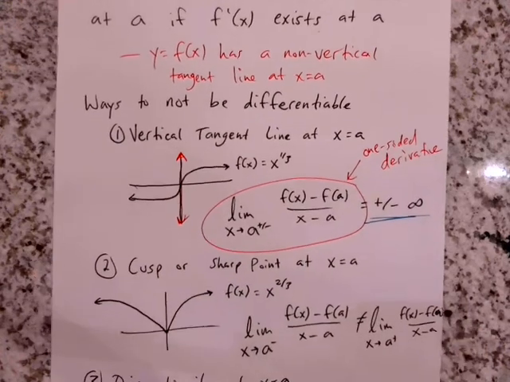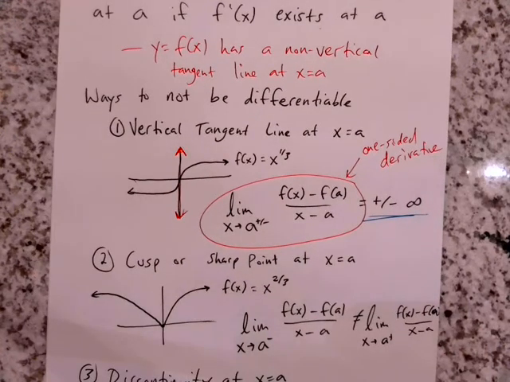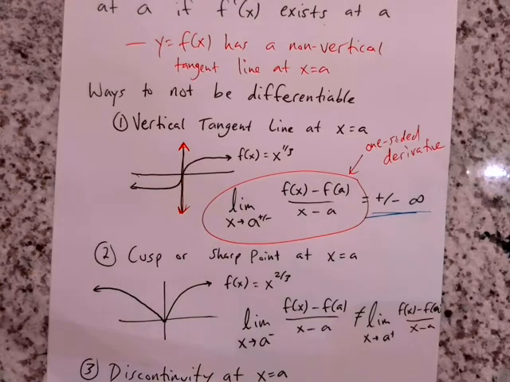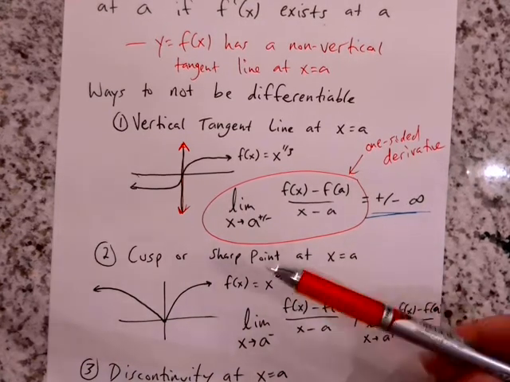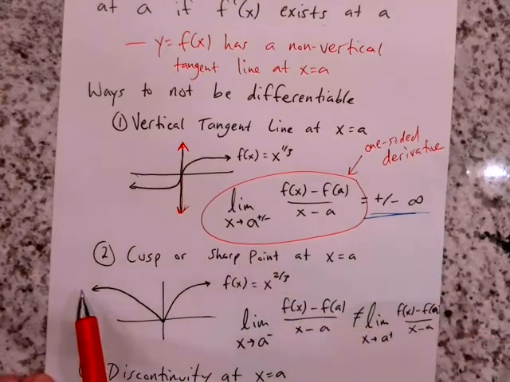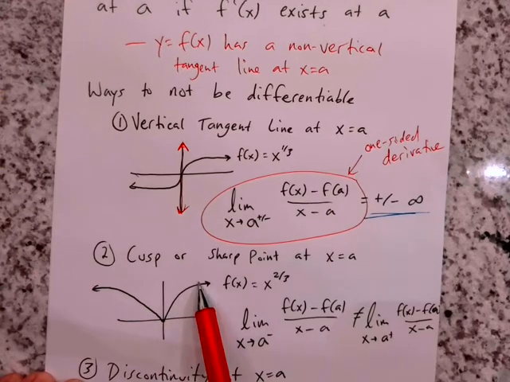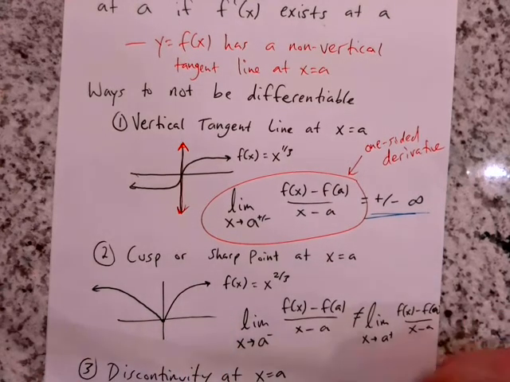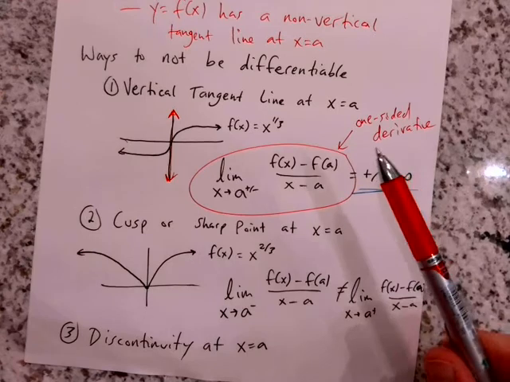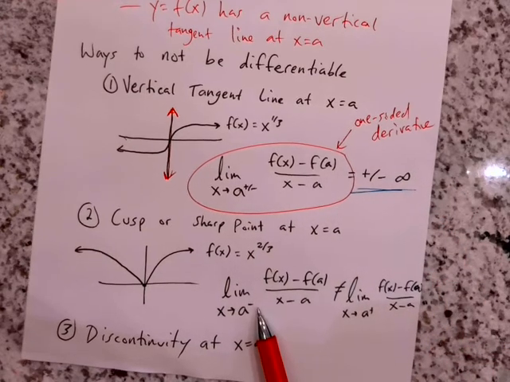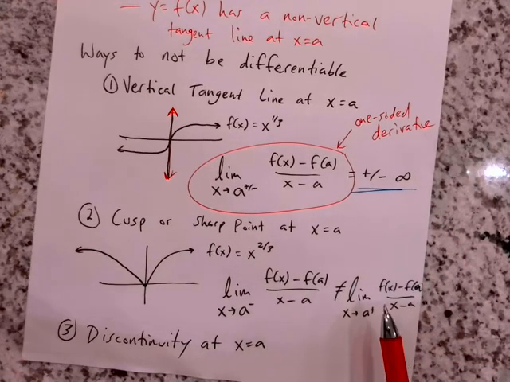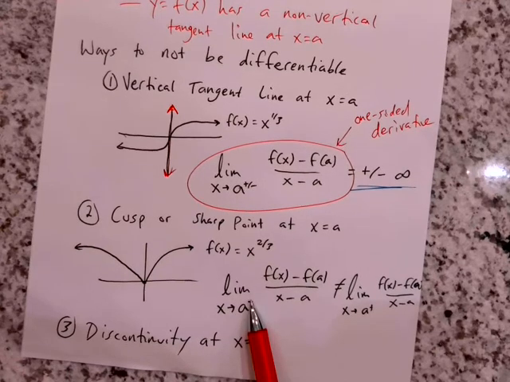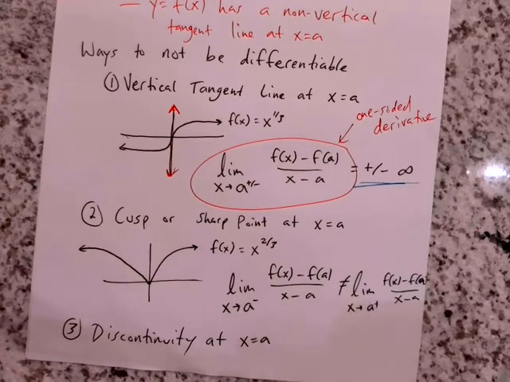The second way is a cusp or a sharp point at x equals a. For example, the absolute value function, which has that v shape, or x to the 2/3, which has that kind of like stick figure bird shape, if that's a thing. It's similar to the vertical tangent line. The one-sided derivative does not match the other side. So the left side slope does not match the right side slope. Like there isn't a smooth change.